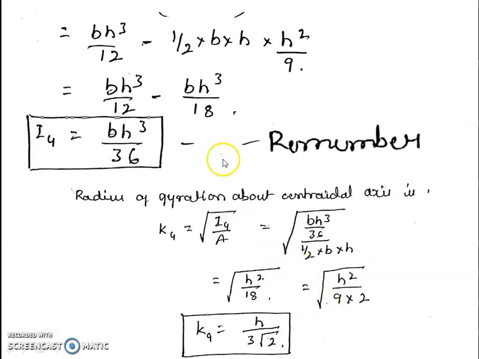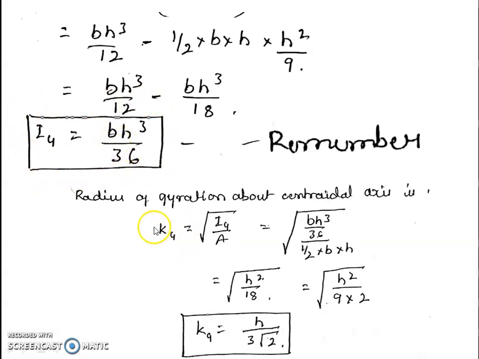Then upon simplification of this equation, it reduces to bh cube by 12 minus bh cube by 18. Then I took the LCM and simplified this, and I got the moment of inertia of a triangle with respect to the centroidal axis equal to bh cube by 36. This one we have to remember.